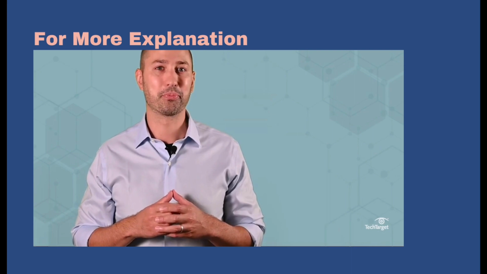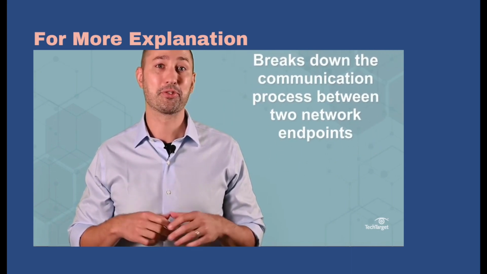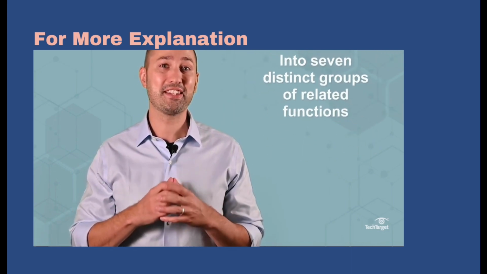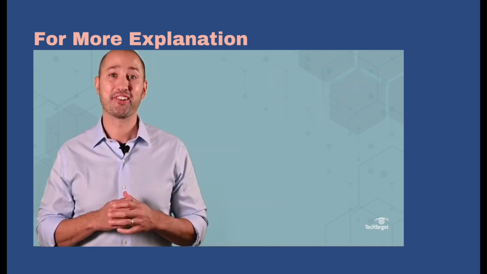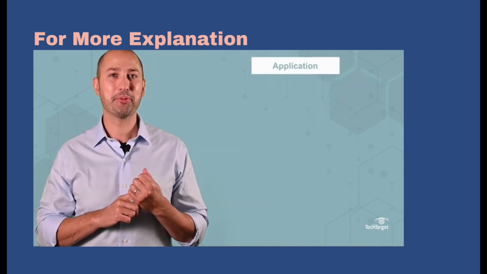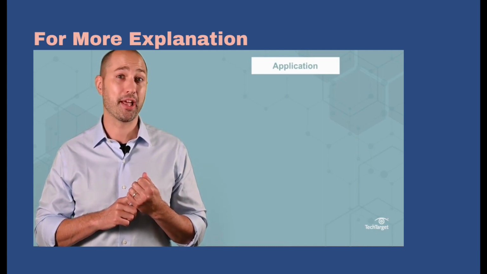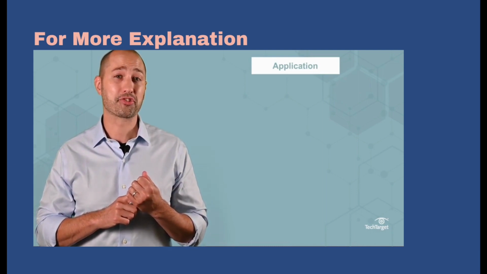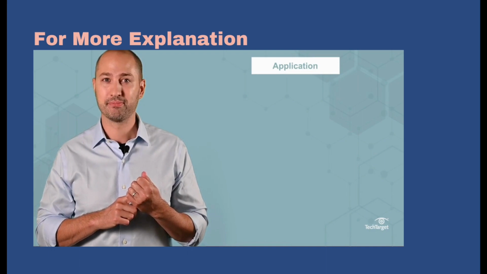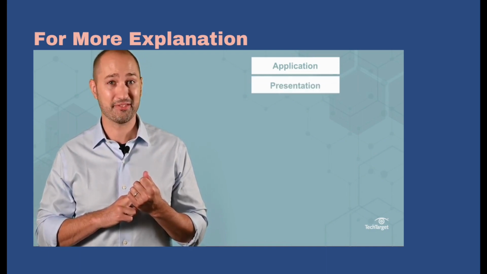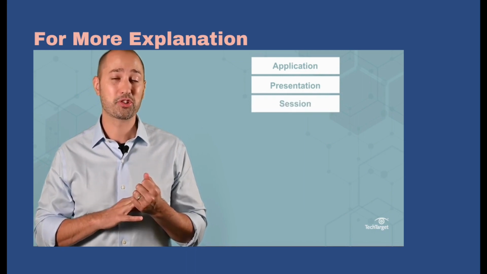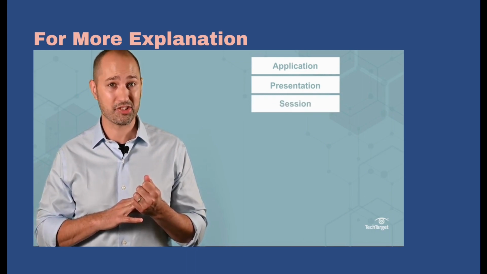The OSI model breaks down the communication process between two network endpoints into 7 distinct groups of related functions, or layers. Those 7 layers are the application layer, which enables user interaction with an application or network, like when navigating web browsers and internet-connected apps. The presentation layer, which translates data for the application layer. The session layer, which coordinates conversations between applications.